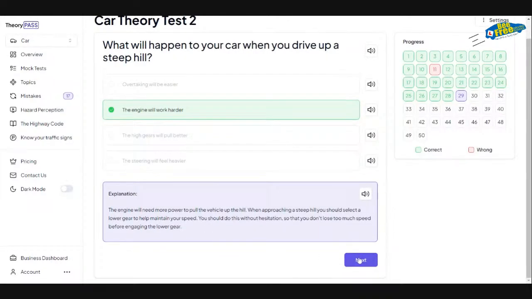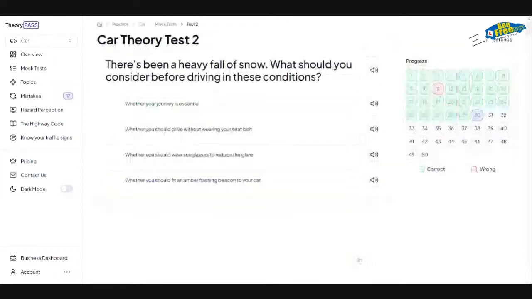Okay, question 30. There's been a heavy fall of snow. What should you consider before driving in these conditions? Whether your journey is essential. Whether you should drive without wearing your seatbelt. Whether you should wear sunglasses to reduce the glare. Whether you should fit an amber flashing beacon to your car.